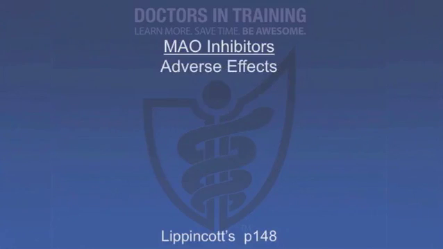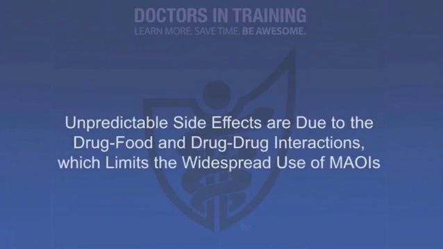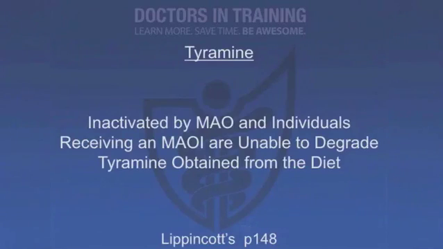Adverse effects of MAOIs. Severe and often unpredictable side effects are due to drug-food and drug-drug interactions, and this limits the widespread use of MAOIs. For example, tyramine, which is contained in certain foods such as aged cheese and meats, chicken liver, pickled smoked fish such as anchovies or herring, and red wines, is normally inactivated by MAO, and the individual receiving an MAOI is unable to break down the tyramine contained in these foods from the diet.